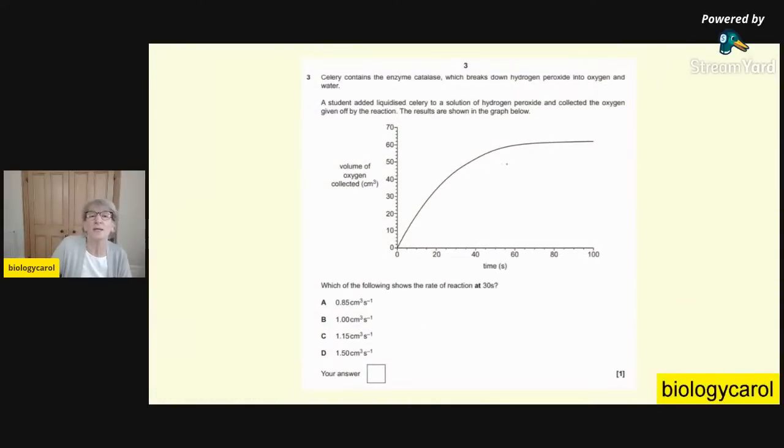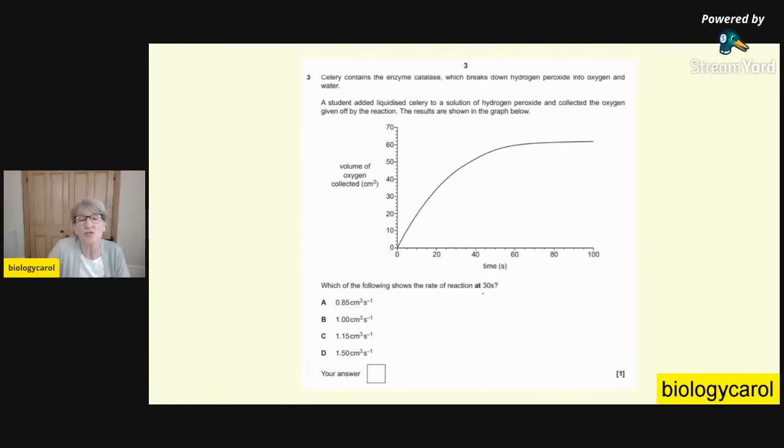So here we have a graph of an enzyme reaction, showing the volume of oxygen collected over a period of time. It's obviously going to go up fairly rapidly, but the gradient, the rate of production of oxygen, is going to decrease. And finally, the volume of oxygen is going to reach the maximum. This gradient ends up being 0, no more oxygen being produced.